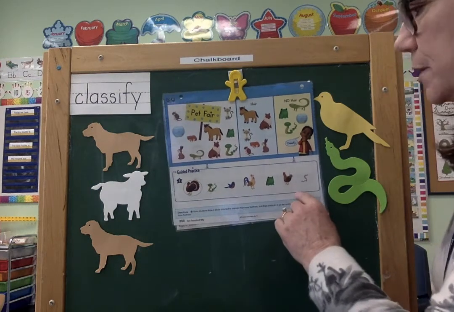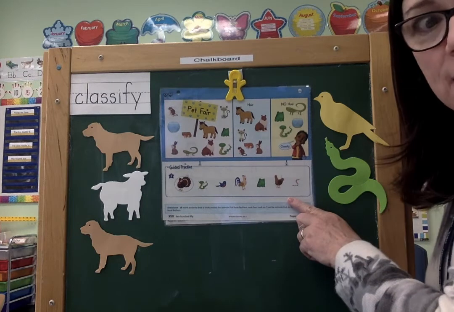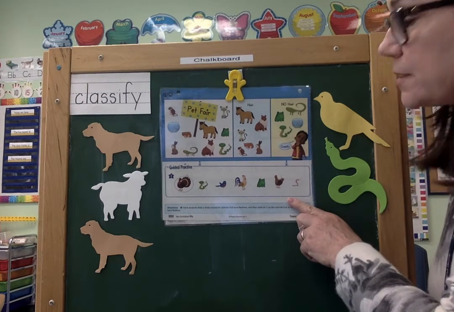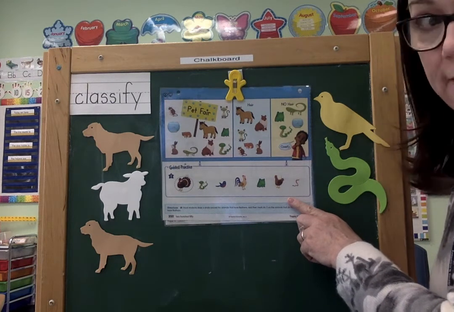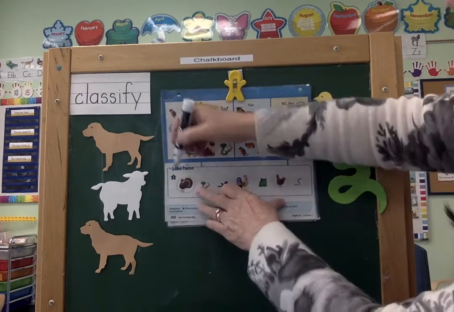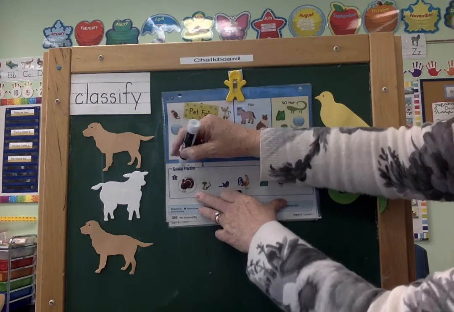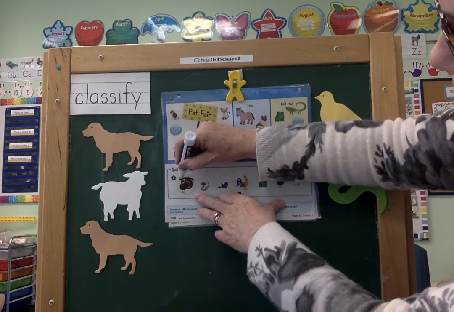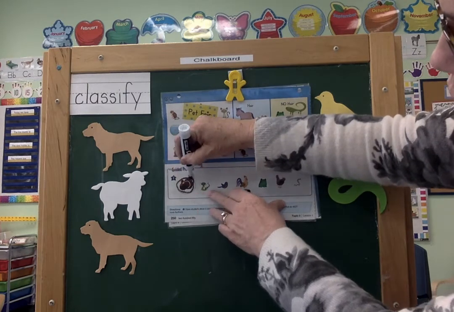What we're going to be doing in this row is circling the animals that have feathers and putting an X on the animals that do not have feathers. So the first one we're looking at is a turkey. Does turkey have feathers? Yes. So 2 o'clock dot, we're going to make a nice circle around our turkey.